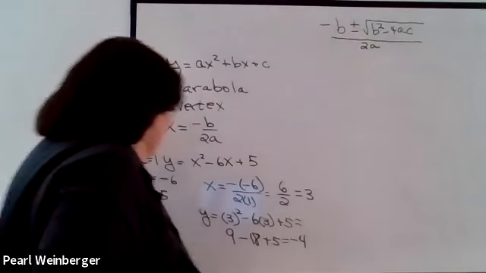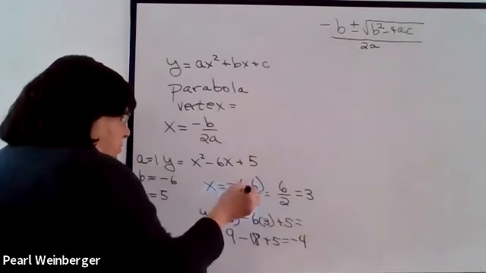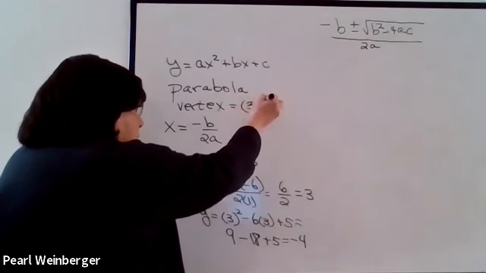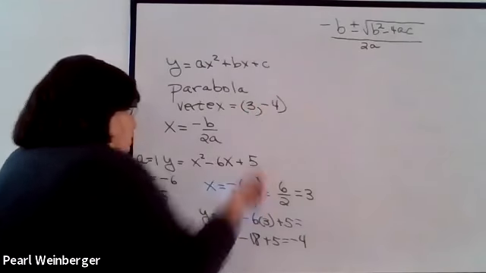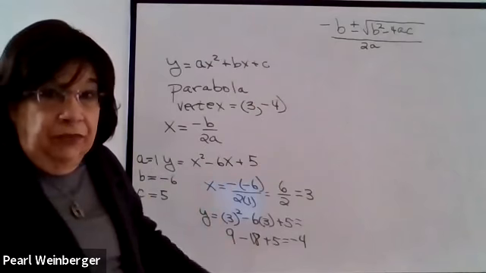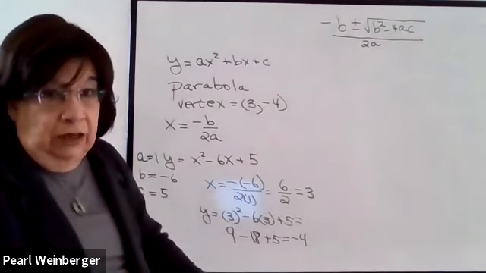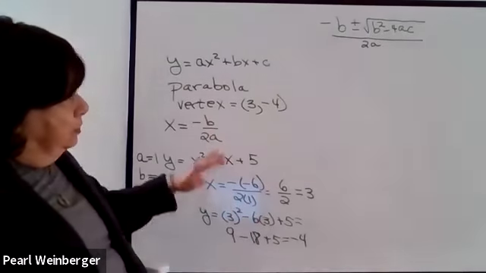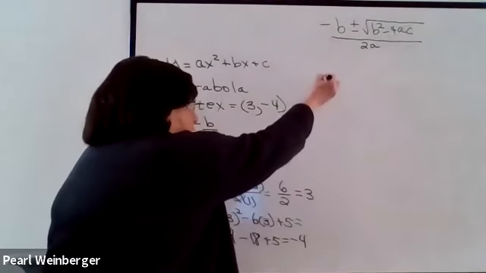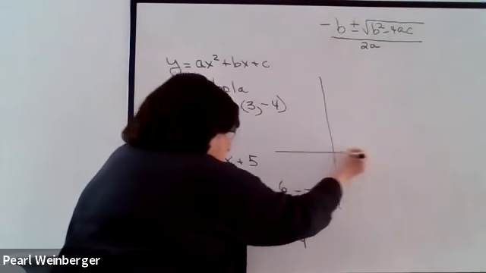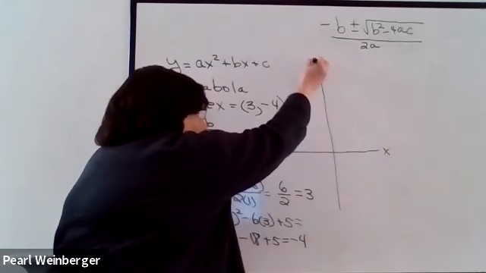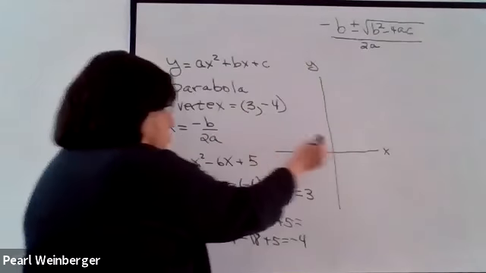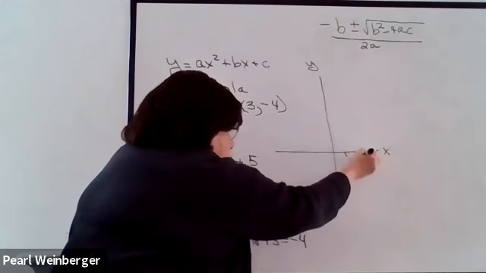And it turns out then that the vertex of this particular parabola is the point (3, -4), 3 is my x, -4 is my y. So finding out the vertex of the parabola, and finding out whether it opens up or down is pretty straightforward. If I were going to graph it, here's what I do. I first find where the vertex is, which is 3 to the right and 4 down.